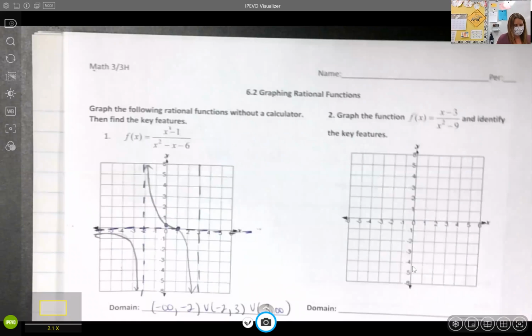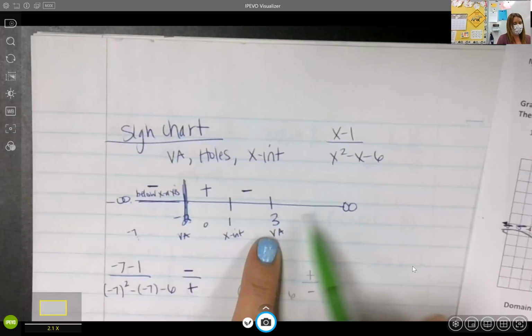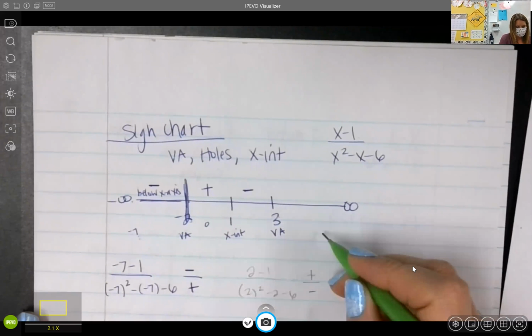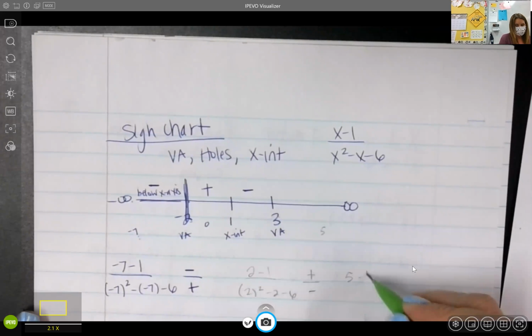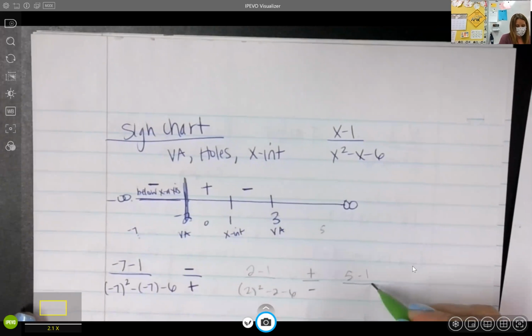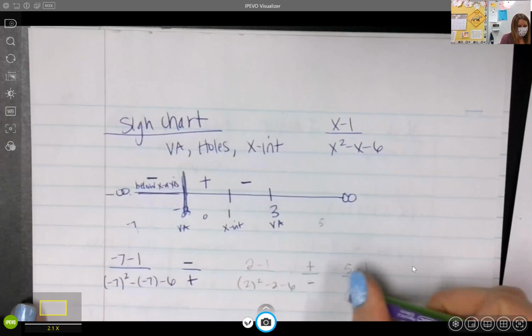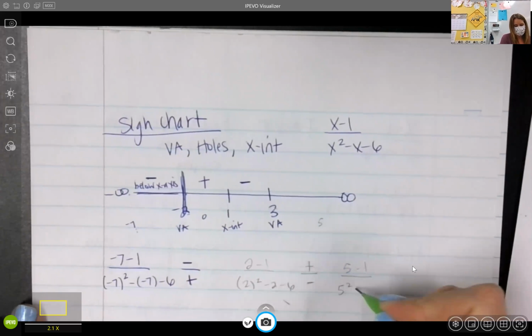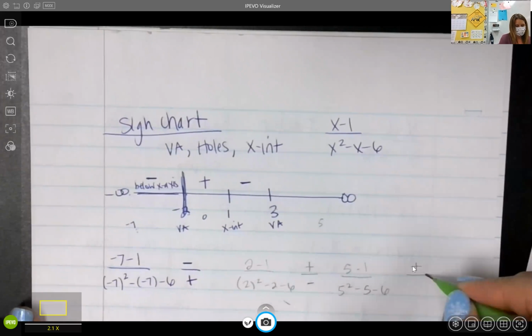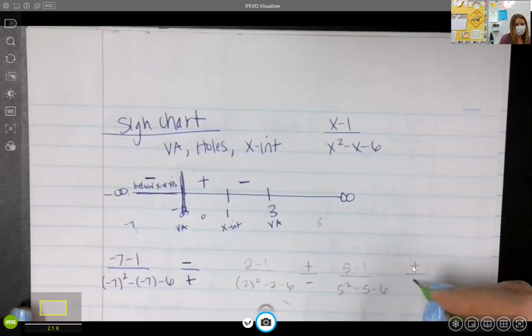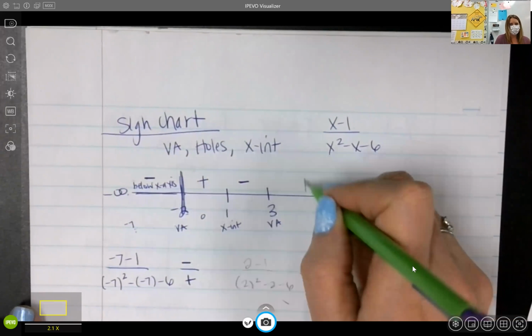And then the last one is between 3 and infinity. So pick a number between 3 and infinity. I don't really care what you do. Do 5. 5 minus 1 divided by x squared. So 5 squared minus 5 minus 6. Positive. 25 minus 5 minus 6 is also positive. So this is going to be a positive number.